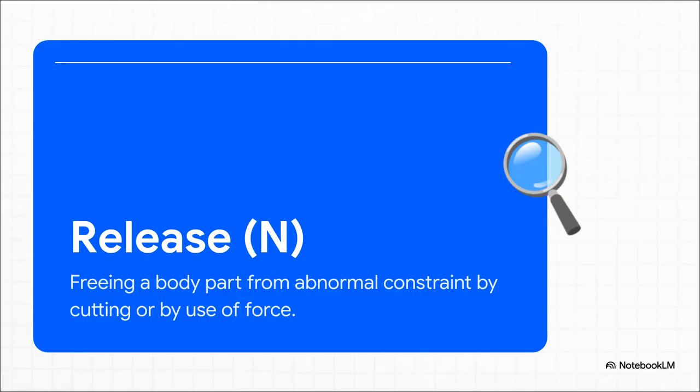But what happens when the goal isn't just taking the bone or disc out? What if the goal is specifically freeing up a compressed spinal nerve? Well, that brings us to root operation release, which is character N. The definition here is super critical. It's defined as freeing a body part from an abnormal physical constraint. And guys, here is the coding rule you absolutely must burn into your memory right now. We code to the body part being freed, not the tissue being cut to achieve that freedom.